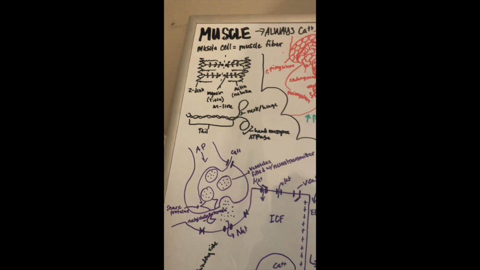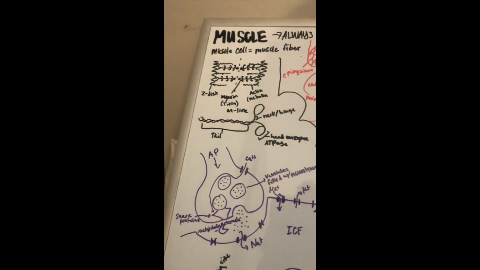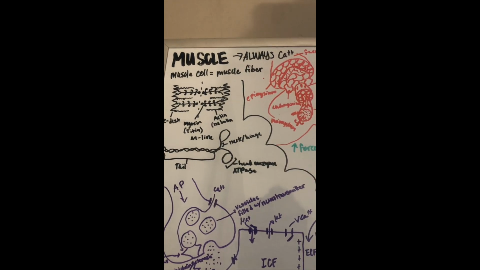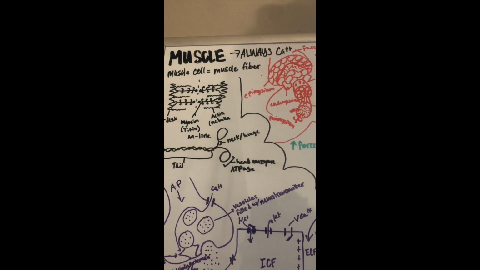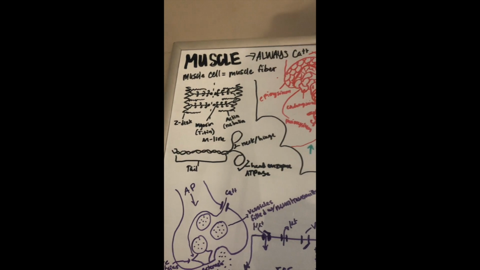Today we are going to be talking about muscle, specifically skeletal muscle, and all the stuff that goes along with that. So, first of all, muscle always has to do with calcium. A muscle cell is the same thing as a muscle fiber. They're synonymous with each other. So we're going to look at some of the things.